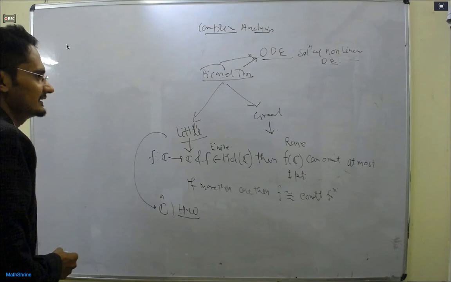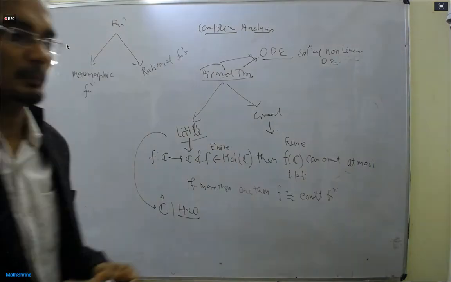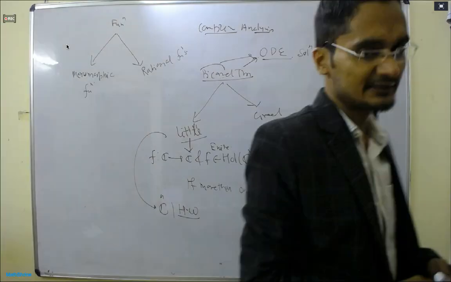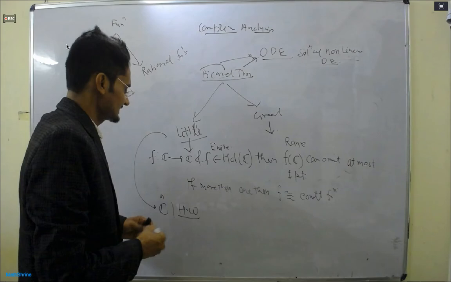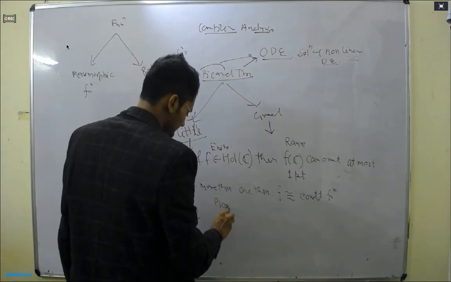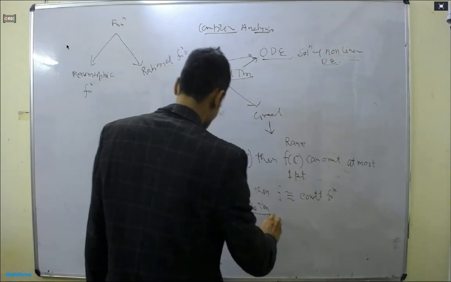One is the meromorphic function, and the other is the rational function. Meromorphic function and rational function. Sometimes they will ask for the Picard little theorem for meromorphic functions.